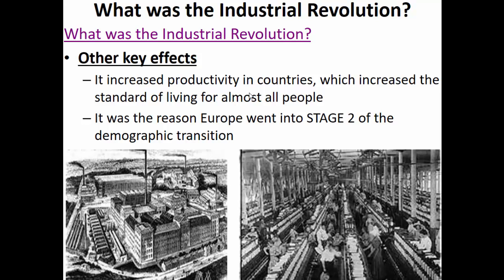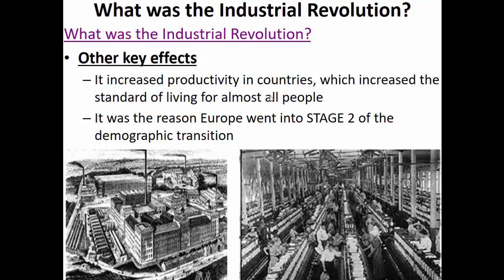It was the switch from handmade human power to mass production provided by machines, a switch from agricultural to an industrial life, a switch from rural to urban living as more and more people flock to cities and engage in manufacturing jobs. It increased productivity in countries, which increased the standard of living for almost everybody that lived there. So chances are you are healthier, you're living longer, you're having more children because there's more kids that are probably surviving childbirth.